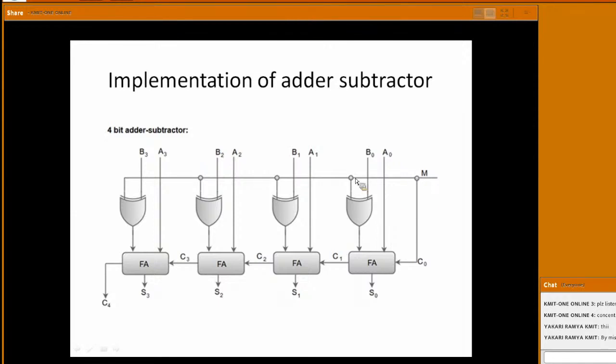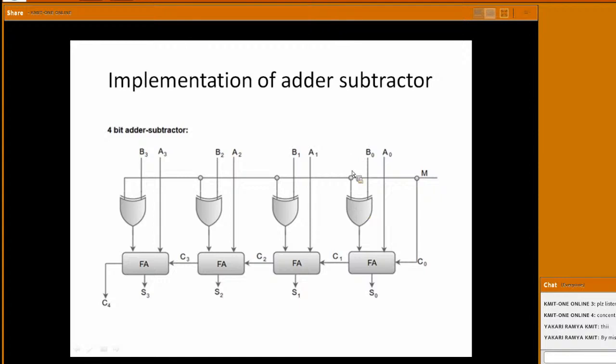If m is equivalent to 0, one of the inputs of this XOR gate is 0. And when you see the truth table of the XOR gate, when you XOR anything with 0, what is the result? The result is itself. 0 XORed with B0 gives B0. 0 XORed with B1 gives B1. 0 XORed with B2 gives B2. 0 XORed with B3 gives B3.